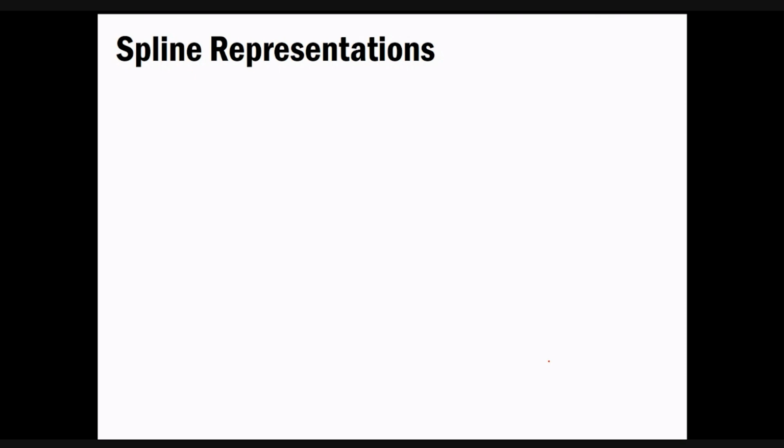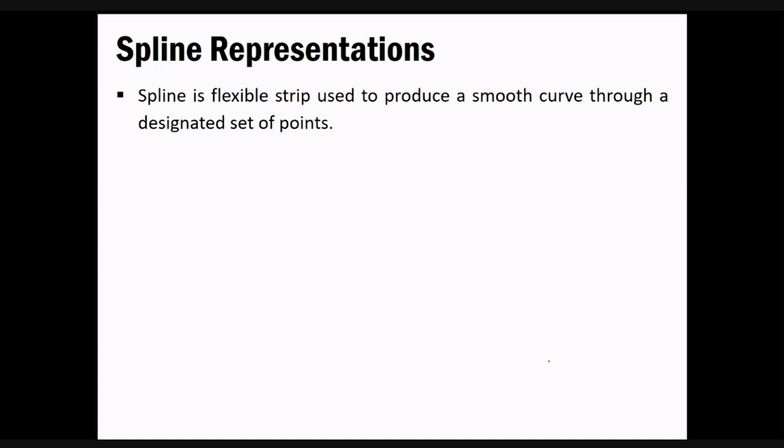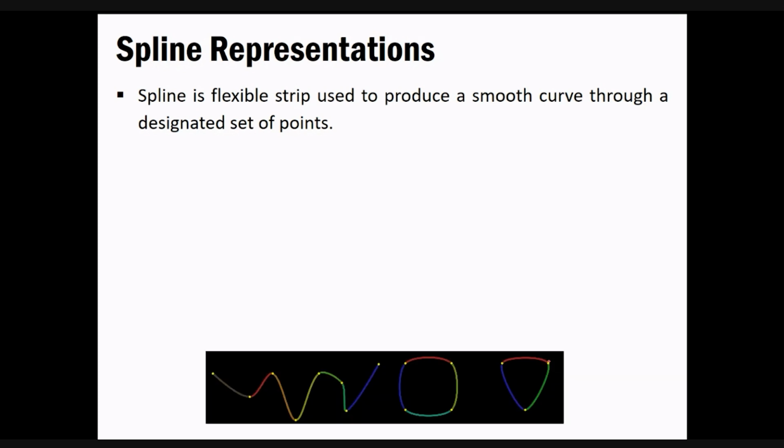So now the very first thing that we have is spline representations. So what is a spline? A spline is a flexible strip. It means you would be able to mold it based on your own requirements. It is used to produce a smooth curve through a designated set of points, as on your computer screen. We have one figure, that is nothing but a spline. Based on the yellow dots you can see in the PPT, these are the control points.